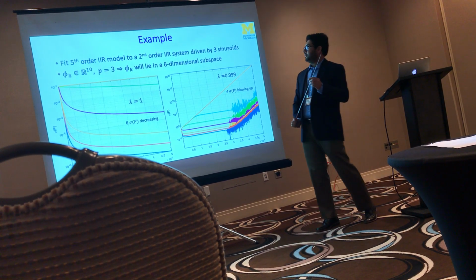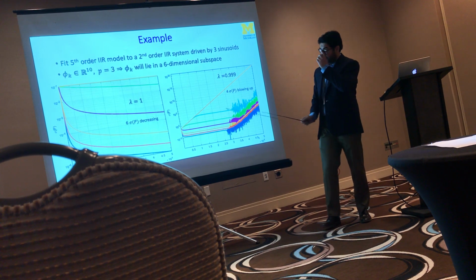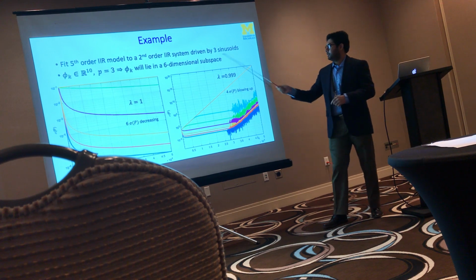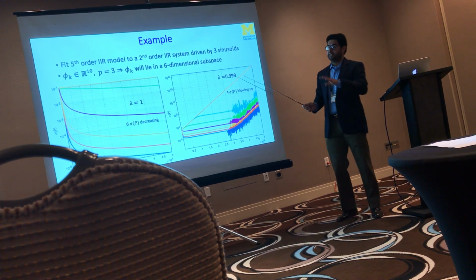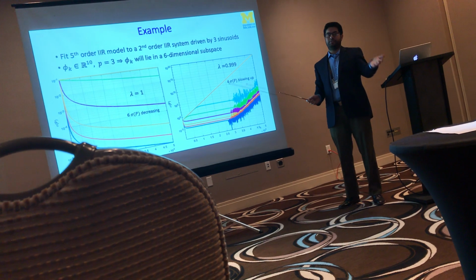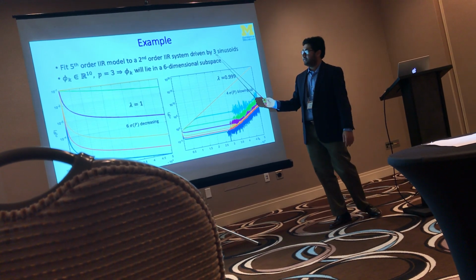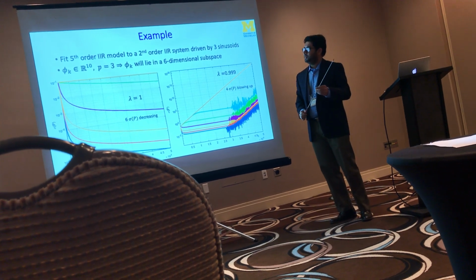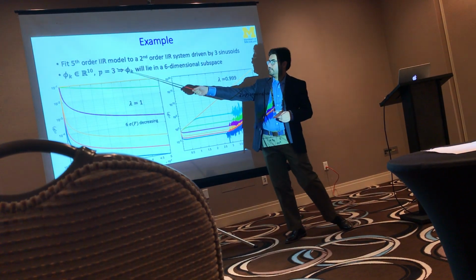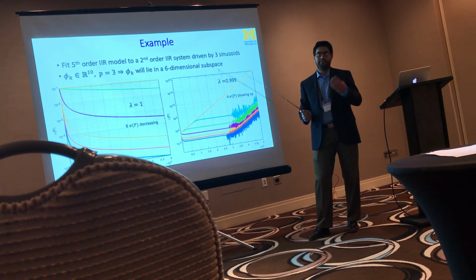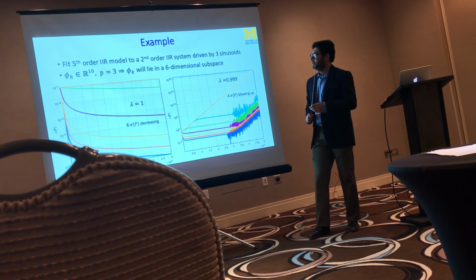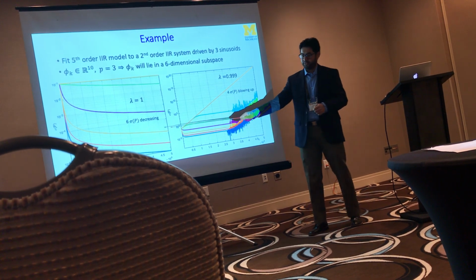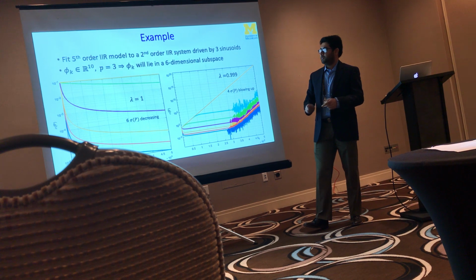So let's say we try to fit a 5th order IIR model to a linear system which is driven by 3 frequencies. Linear systems: sinusoids go in, sinusoids come out. So I have only 3 frequencies in the regressor vector that I'm going to be using to estimate the IIR model. Since I'm trying to fit a 5th order model, I have 10 parameters that I'm trying to estimate. And this picture shows the covariance matrix that I get when I'm trying to estimate those 10 numbers.